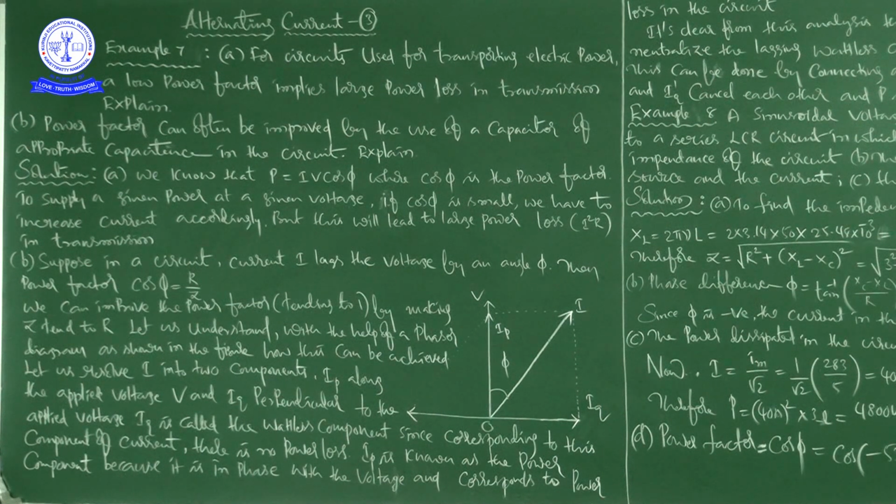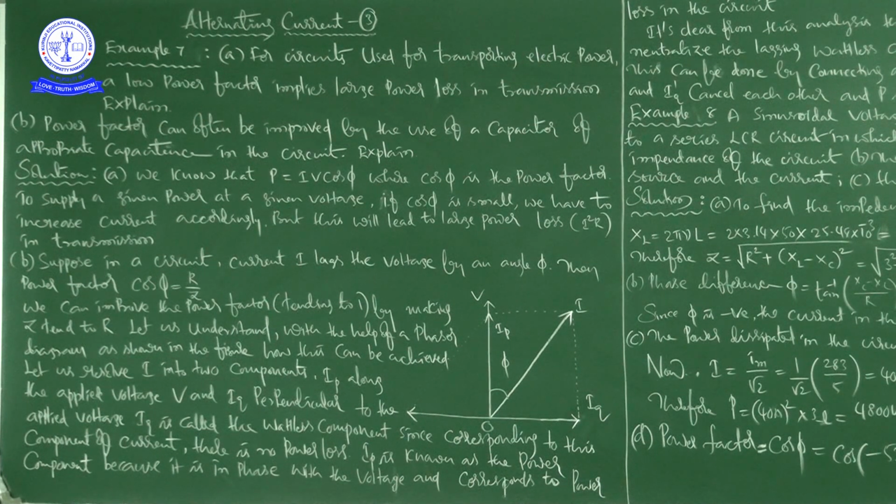Z is the impedance, R is the resistance. Just imagine yourself: what is the meaning of Z tend to R? Suppose in place of Z you write R, what happens to the cos phi value? It will become equal to 1, no? That only he is saying here, tending to 1. Now, let us understand with the help of a phasor diagram, as shown in the figure, how this can be achieved.